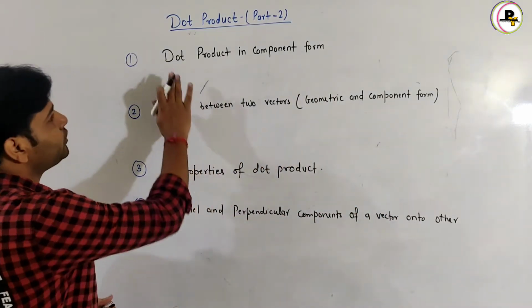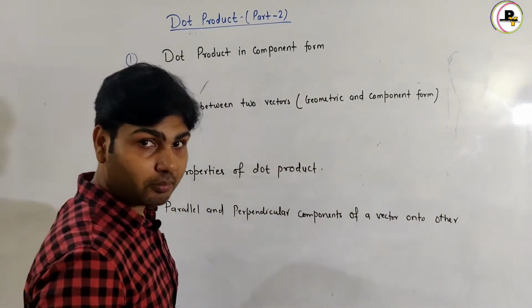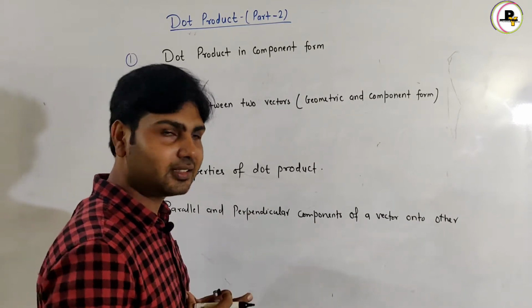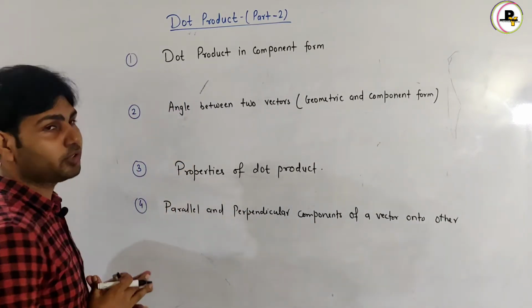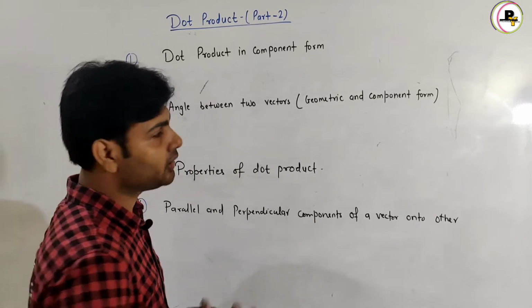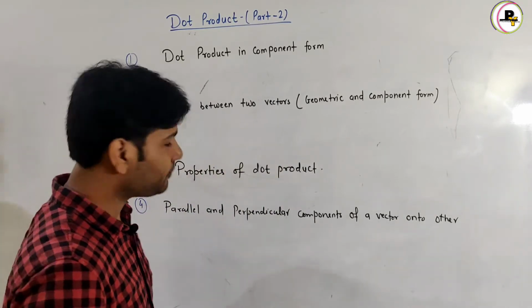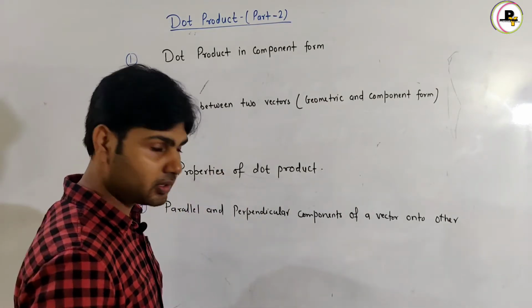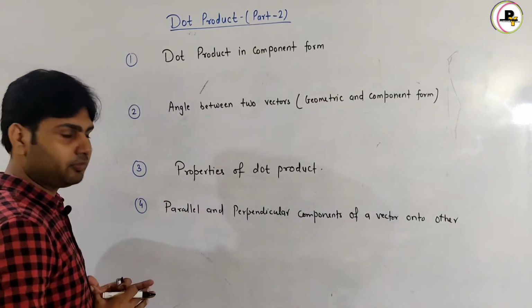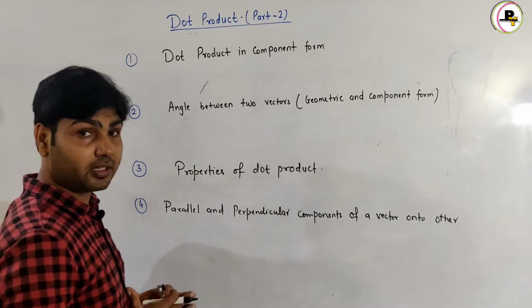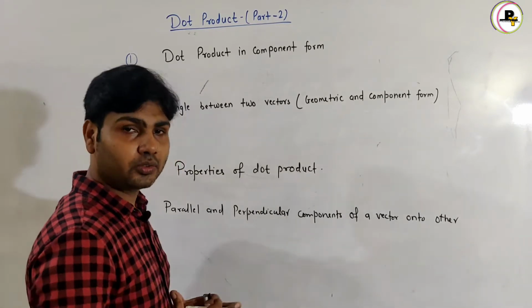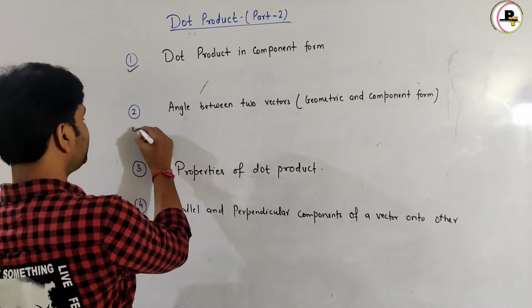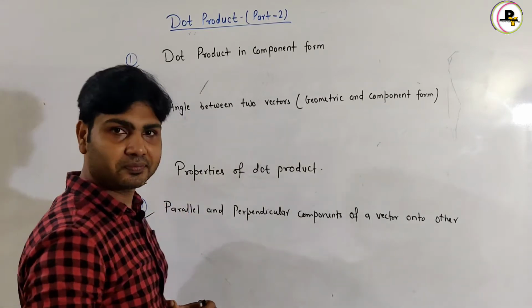Point number 1, we are going to discuss the dot product in component form. Geometrical form we have already discussed. Point number 2, we are going to discuss the angle between two vectors in geometric and component form. Point number 3, properties of the dot product. And point number 4, parallel and perpendicular components of a vector onto other vectors. So these 4 points will be discussed in today's lecture.